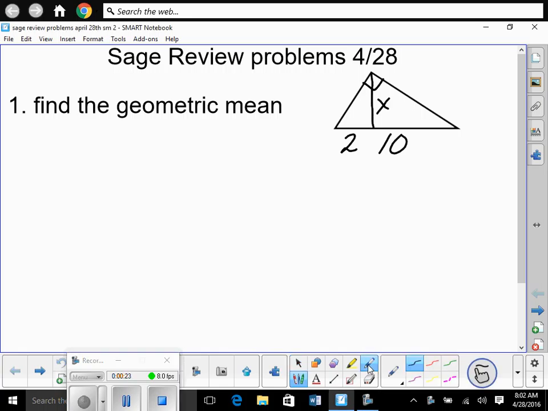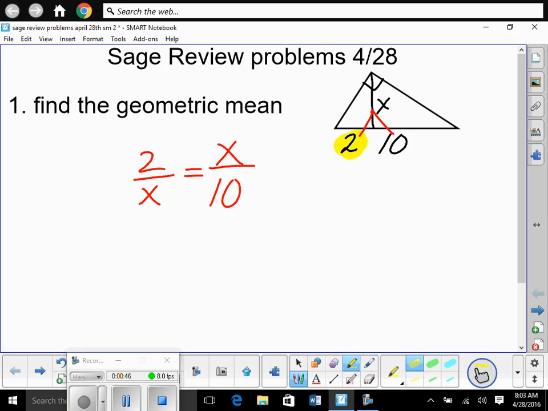So remember that we did 2 over x is equal to x over 10. Does everybody kind of remember that? And there was a little trick. You're kind of forming a triangle here. You go 2 over x is equal to x over 10. Now, it's not always going to be in that order.